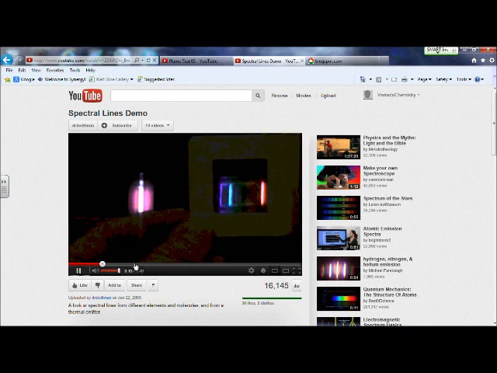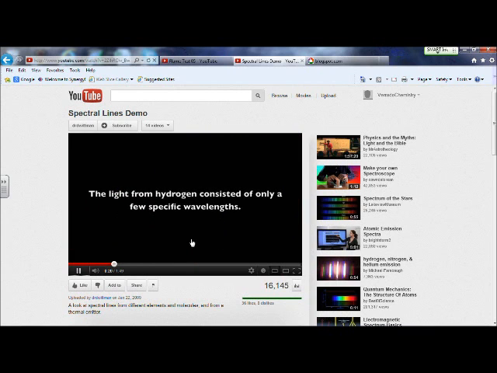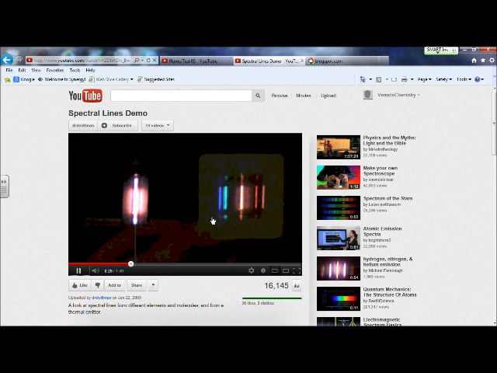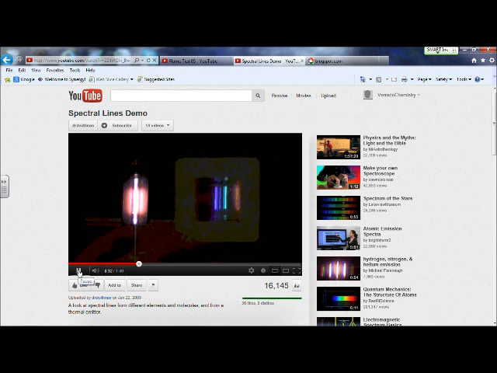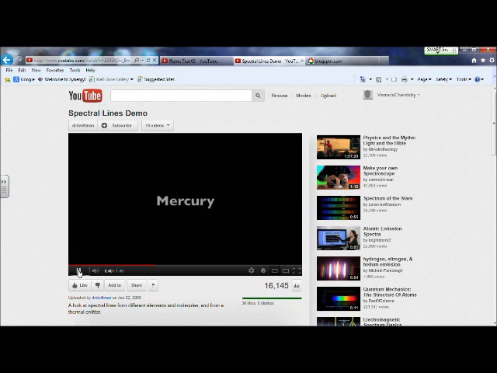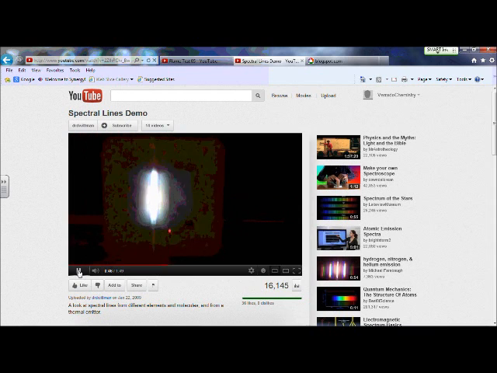Now watch when he does a different element. Okay, so you see the pattern. There's purple, greenish blue, and red. Just a couple colors, so only a very few specific wavelengths. Now when you look at the element helium, notice helium's slightly different color. Now look at the pattern. Very different pattern. Look, more lines. Different colors, different lines. Okay, helium and hydrogen don't have the same pattern. So atomic emission spectra are sometimes called fingerprints because every element has its own specific set.